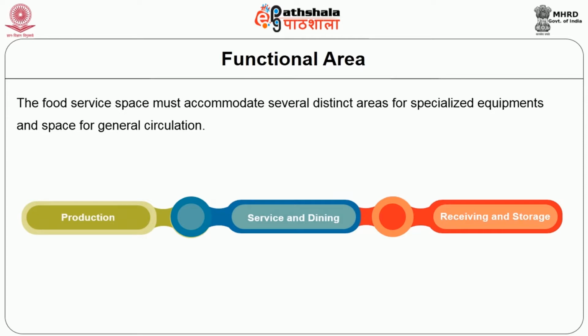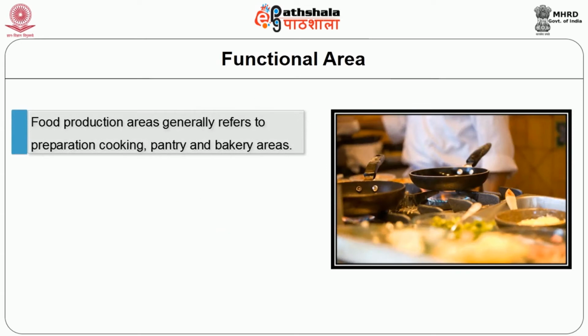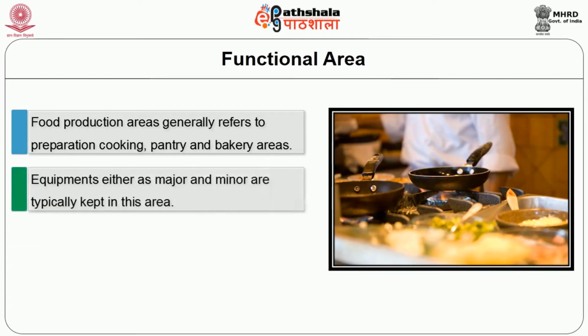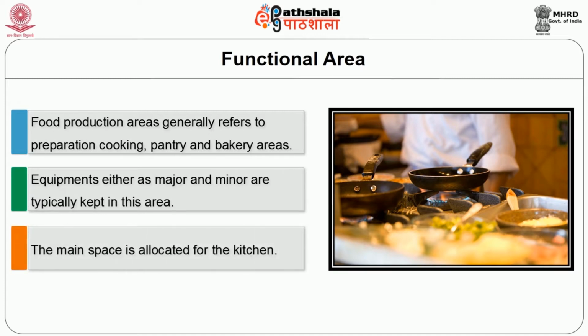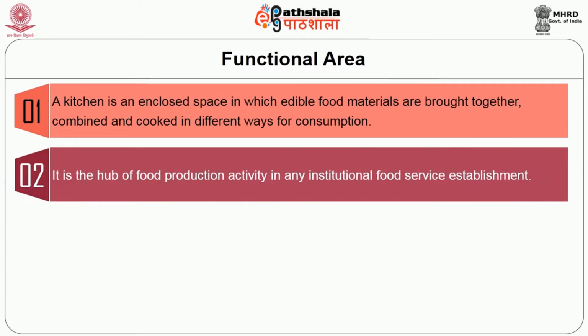Let us see the areas one by one, and the first is food production area. Food production areas generally refers to preparation, cooking, pantry and bakery areas. Equipments either as major and minor are typically kept in this area, and the main space is allocated for the kitchen. A kitchen is an enclosed space in which edible food materials are brought together, combined and cooked in different ways for consumption. It is the hub of food production activity in any institutional food service establishment.